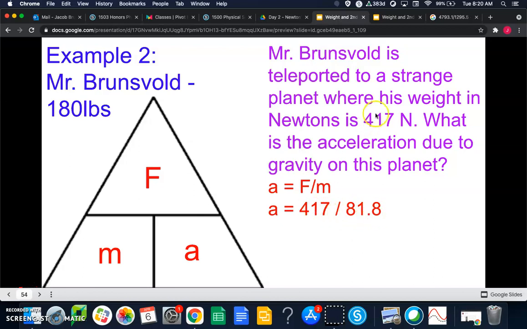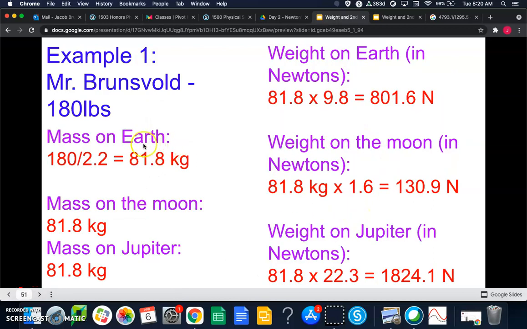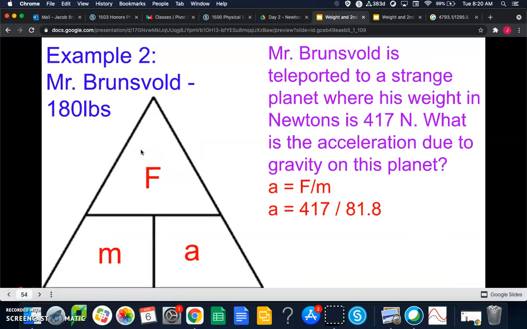So the force came from right here, 417 newtons. The mass, that came from this page right here, right? Same mass as before, 81.8. So we're going to do 417 divided by 81.8. And the acceleration will end up being 5.1 meters per second per second. So this unknown planet has a gravity of 5.1 meters per second per second. So that means this planet's about half the mass of Earth.